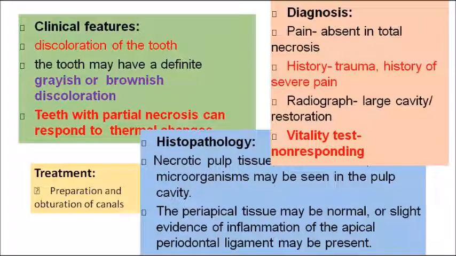Thus it completes the diseases of the pulp part. The next part will deal with the periradicular tissue diseases.